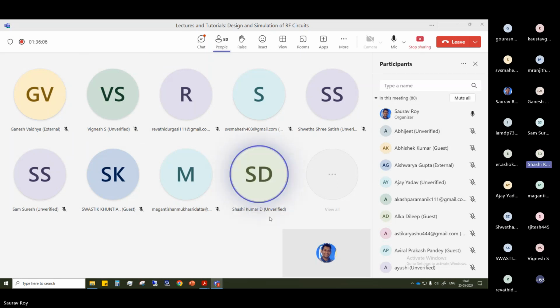Good evening. Am I audible? Yes, Sasi, speak. The thing is, suppose I'm designing a quarter wave transformer for matching at, say, 100 megahertz frequency. The wavelength is approximately 3 meters, 2.99 meters. So a quarter wave is almost 0.75 meters. When I implement a power divider or a coupler with these dimensions, I think it is not going to be a viable solution because the size of the circuit will become very big.